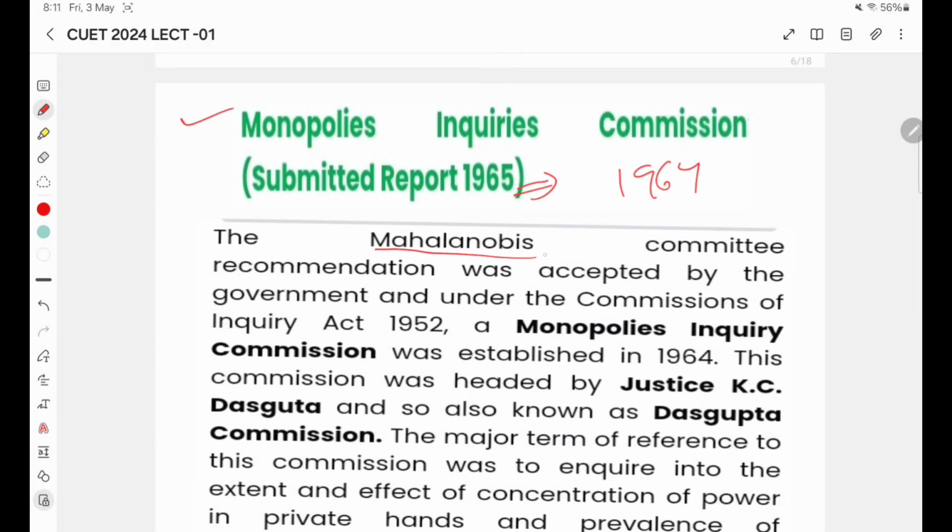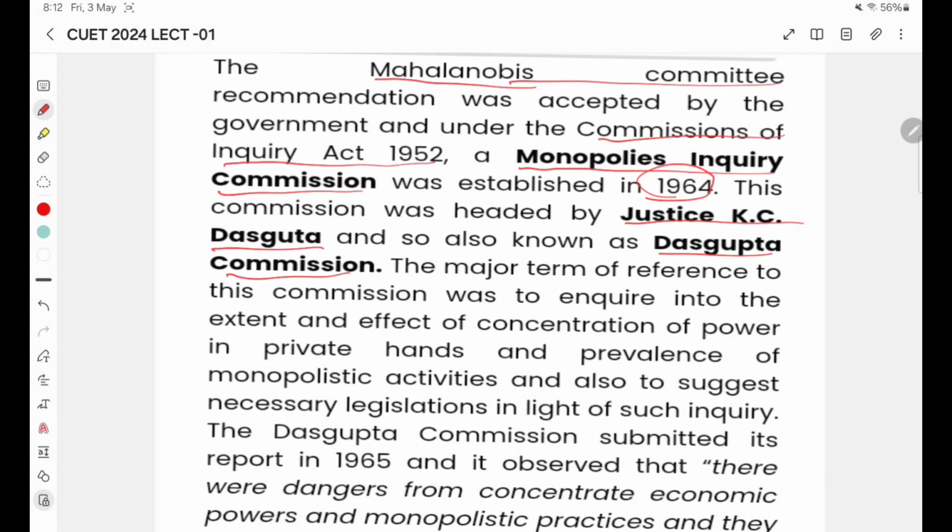It was recommended by the Mahalanobis Committee, and it was also accepted by the government under the Commissions of Inquiry Act 1952. The Commissions of Inquiry Act 1952 accepted the Mahalanobis recommendations, and a Monopolies Inquiry Commission was established in the year 1964, headed by Justice K.C. Dasgupta. Therefore, it is also known as the Dasgupta Commission.